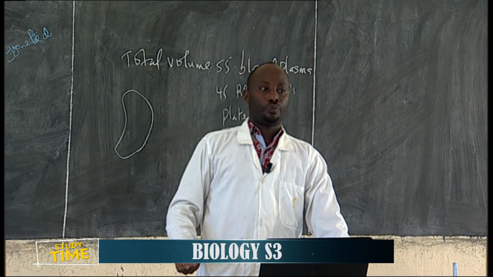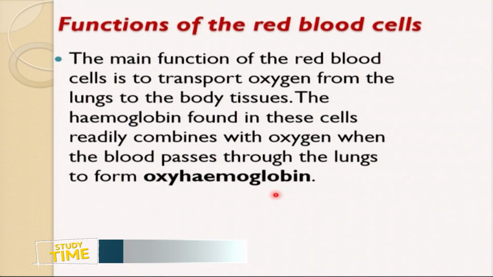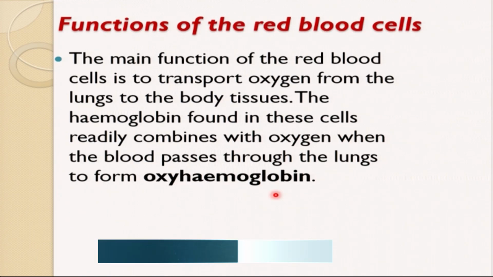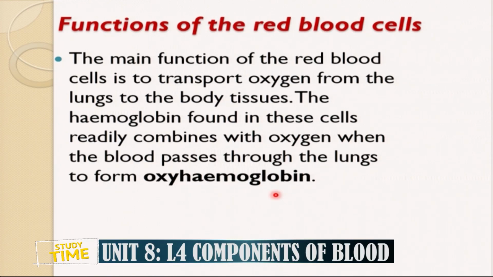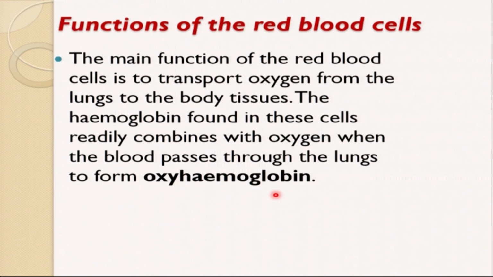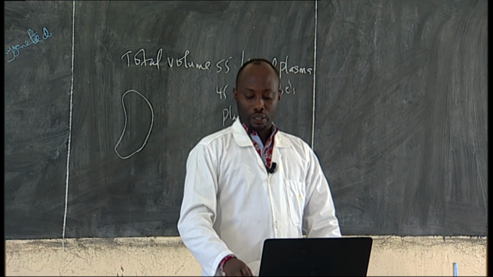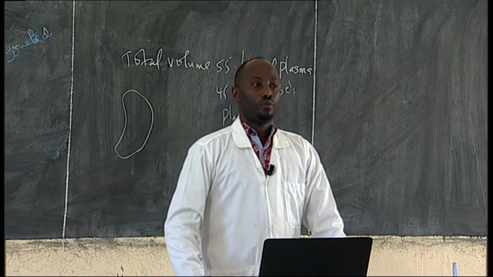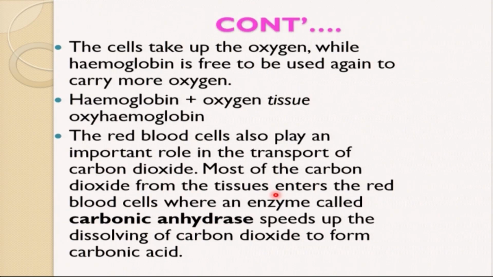Function of red blood cells. One of the main functions of red blood cells is to transport oxygen from the lungs to the body tissues. The hemoglobin found in these cells readily combines with oxygen. When they combine, they form what we call oxyhemoglobin. The combination of hemoglobin with oxygen is referred to as oxyhemoglobin. In the tissues, the cells release the oxygen and the hemoglobin is free again to carry more oxygen.